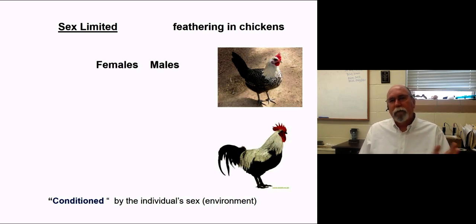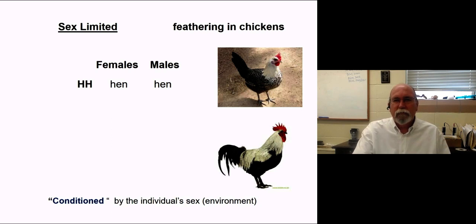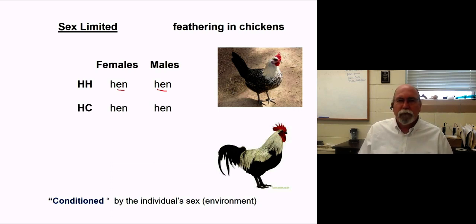So if we compare the males and females, what we see in this case might be something like this. There's hen feathering, it's called. If you're homozygous hen feathering, it doesn't matter whether you're male or female, you're going to end up being hen feathered, because that's all you've got. You don't have any genetic information to make you cock feathered. The same thing happens with heterozygotes, because hen feathering is dominant over cock feathering, in both males and females.